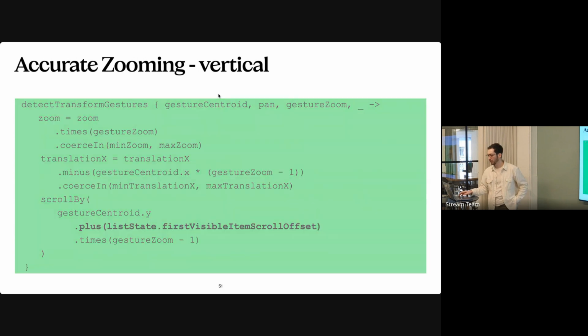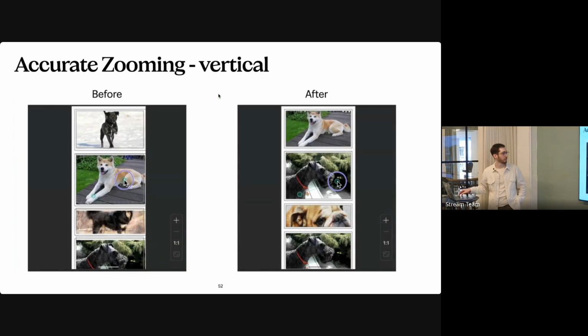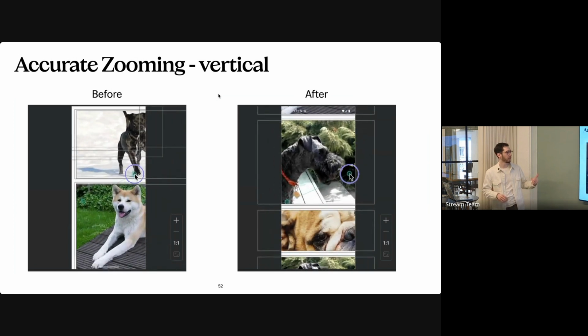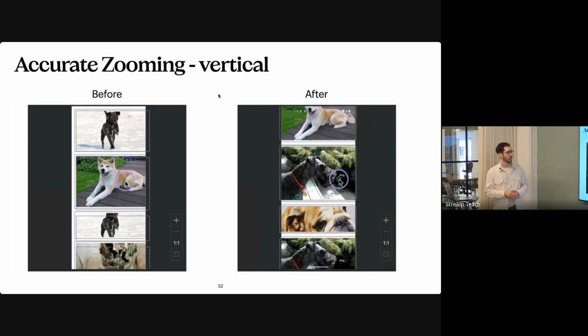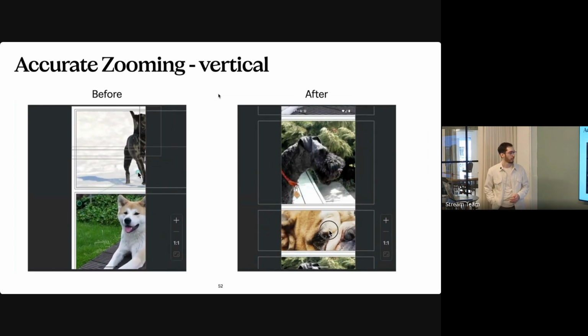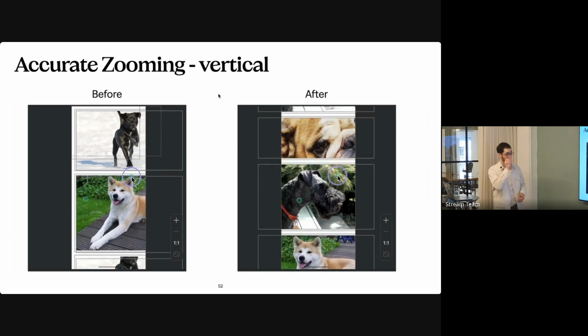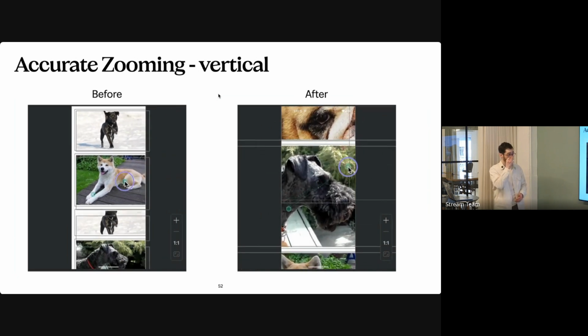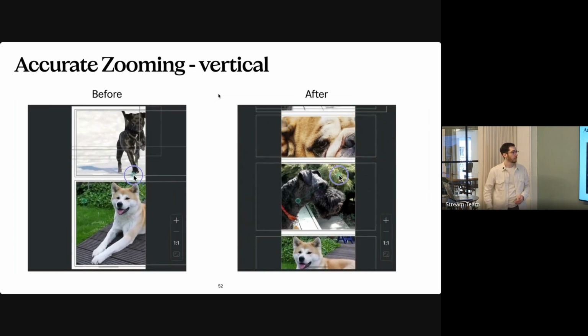Now applying this will result in this kind of result. So you can see the before on the left and the after on the right, and how the accuracy of the zooming has changed, right? We can even scroll and change the point. It's going to work the same way.